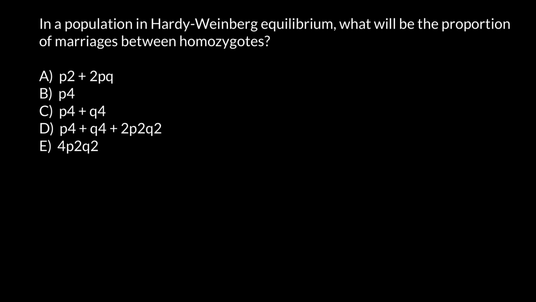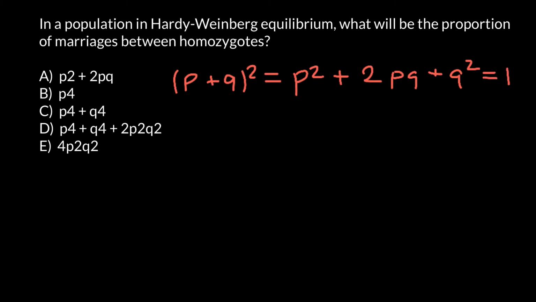In a population in Hardy-Weinberg equilibrium, what will be the proportion of marriages between homozygotes? To solve this problem, we need the Hardy-Weinberg equilibrium formula, where the frequency of the three genotypes that can be made by two alleles in a diploid organism equals, for example with alleles P and Q, P squared plus 2PQ plus Q squared, and all this equals 1.